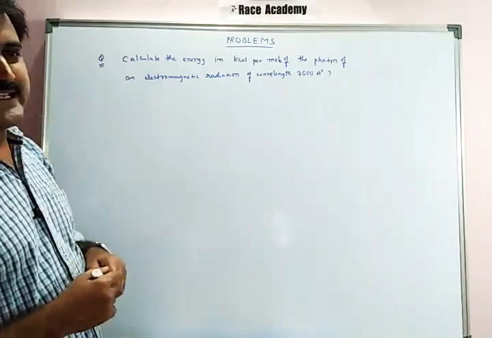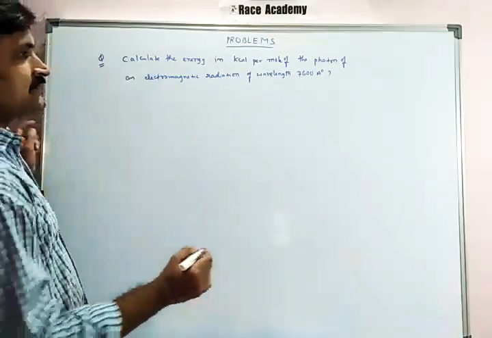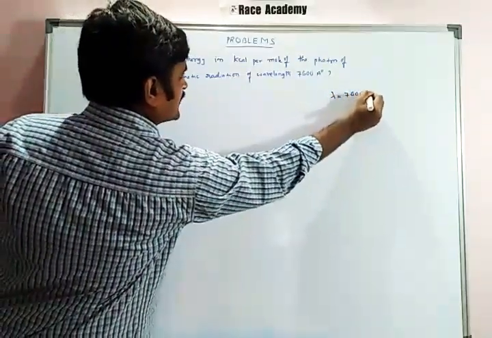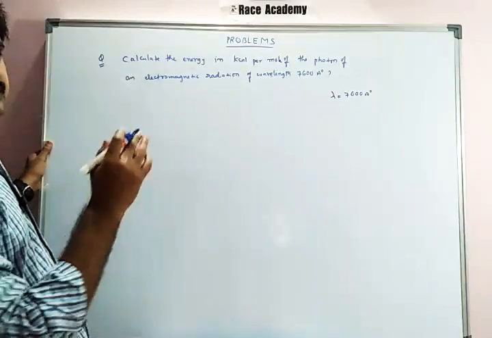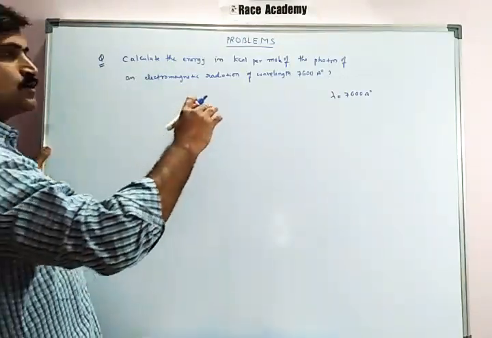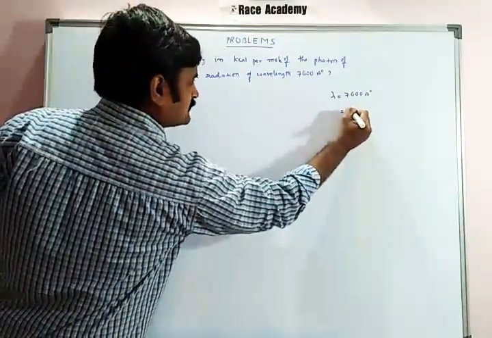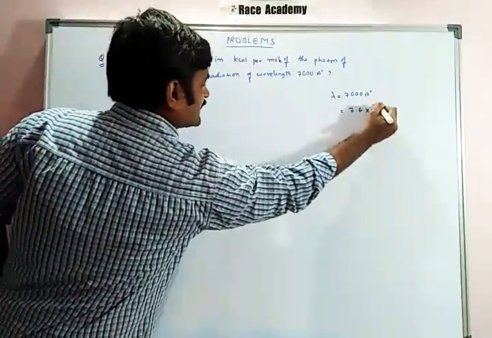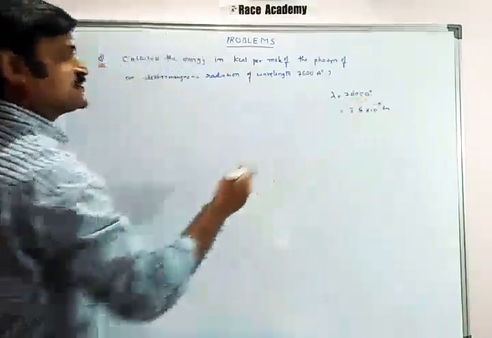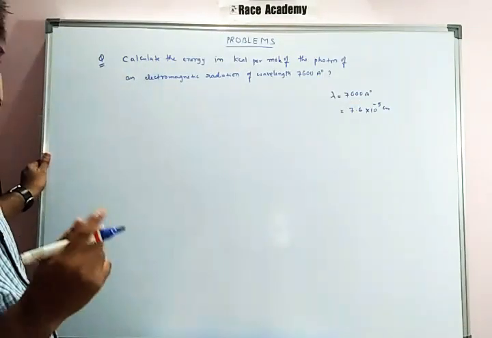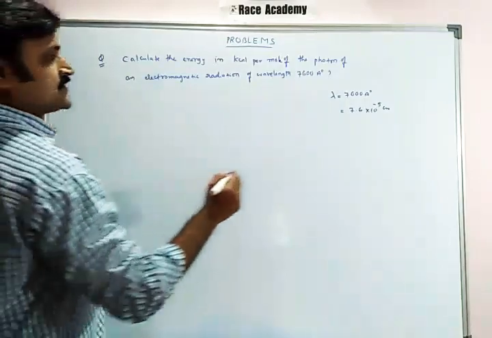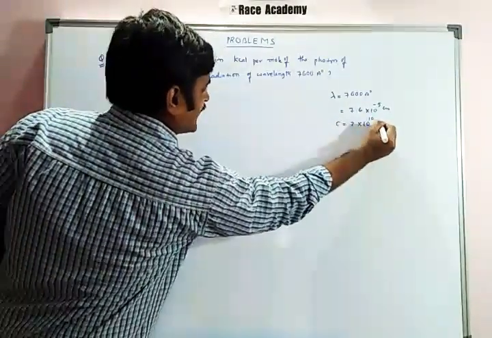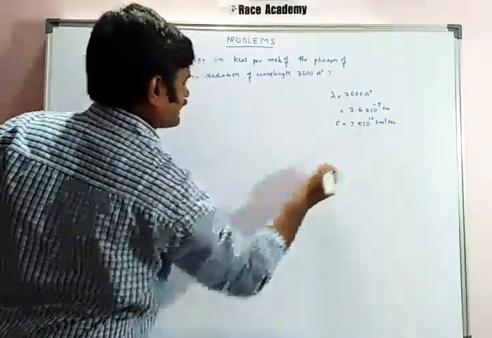Moving on, the lambda value given in the question is 7600 angstrom units. As we all know, if you convert into centimeters, it becomes 7.6 × 10^-5 centimeters. Yes, it is very clear. Another one, the C value, you need C, that is 3 × 10^10 centimeters per second.